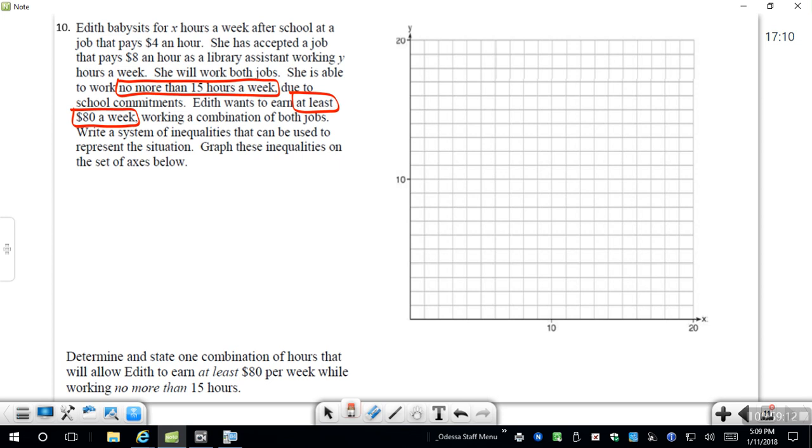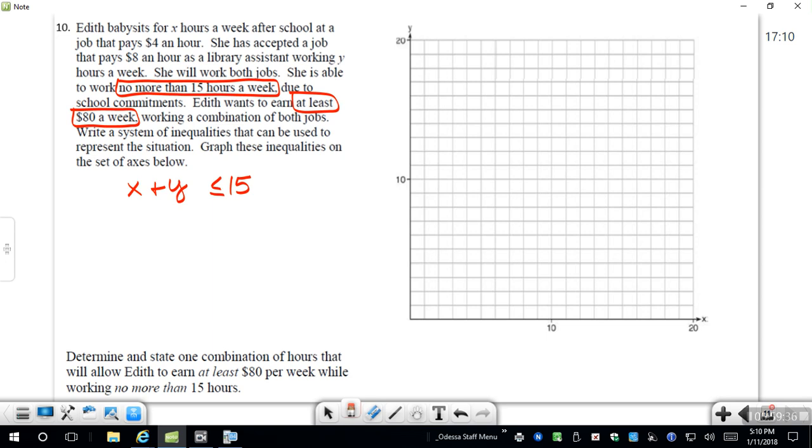So I'm going to focus on our constraints. I'm going to start with the 15. No more than 15, guys. That is less than or equal to 15. Now remember, this is hours, so we need hours on the left. What are the hours? Well, X represents the hours for babysitting, and Y represents the hours for library assistant.